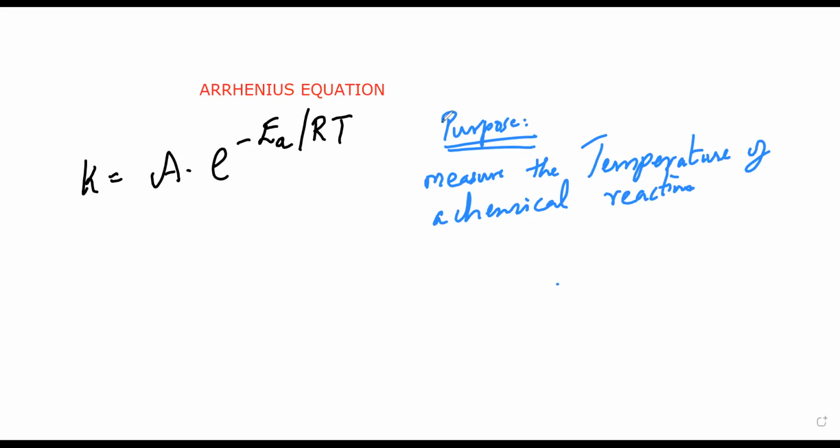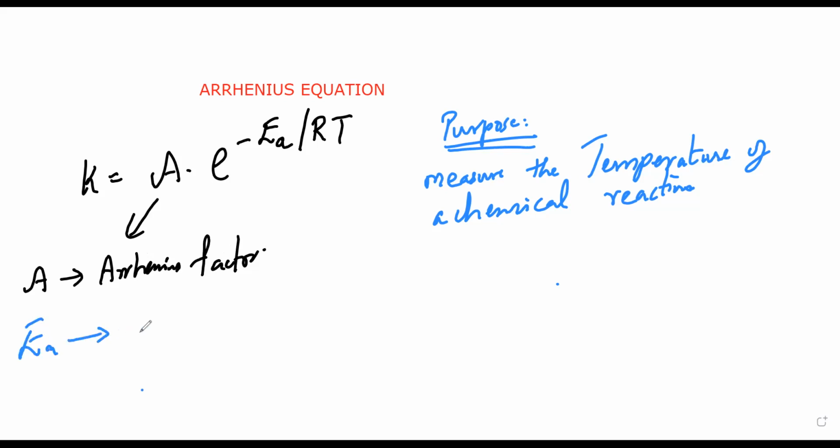Now you might be wondering what the terms here are. Correct. First, let me go with A. This is called the Arrhenius factor. The Arrhenius factor will be given in the question. And now coming to the Ea, activation energy. And R is nothing but the universal gas constant, or I can just say gas constant here.